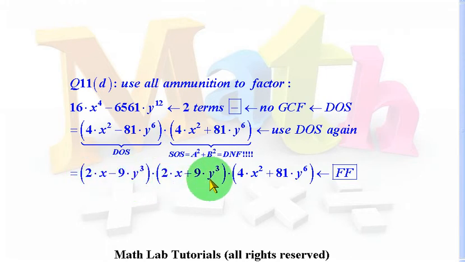This can't be factored anymore. This can't be factored anymore. And of course, this is sum of squares, which cannot be factored. So the factoring is complete. We're done. That's a factored form. Okay, so let's go on to the next slide.